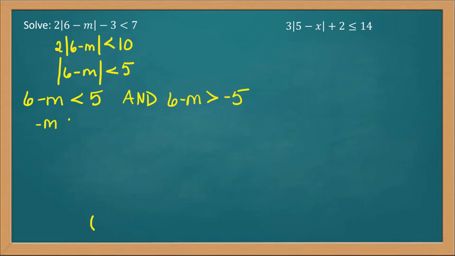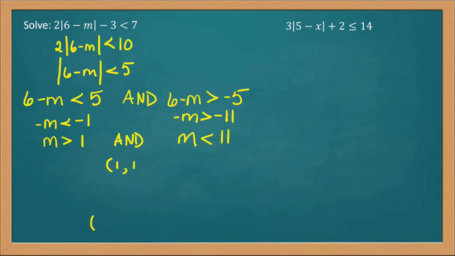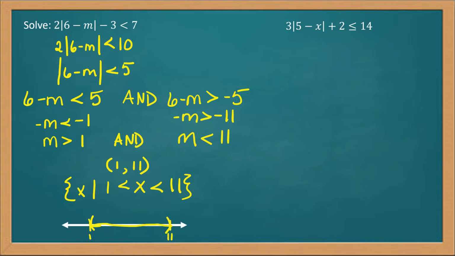So negative m is less than negative 1, and if you multiply by negative 1, you will get m is greater than 1, and negative m is greater than negative 11, so m is less than 11. So you have this group of values greater than 1 but less than 11, and that's an "and." You're talking about numbers that fit in both categories. And so you've got 1 to 11, not including 1 or 11. And you can also write the set notation x such that x is between 1 and 11, 1 is less than x is less than 11. And then you can draw the number line.